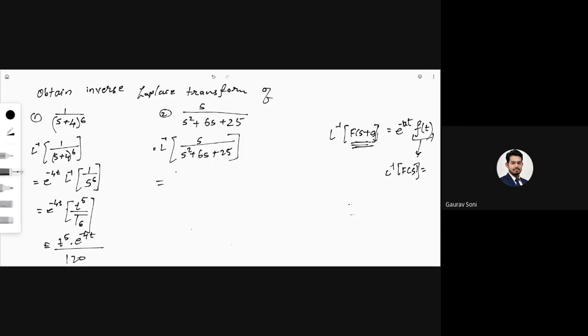Okay. So what I've done here is Laplace inverse of s upon s square plus 6s plus 9 plus 16, where 25 I have written as 9 plus 16. So what is the first term now? This is Laplace inverse of s upon (s plus 3) whole square plus 4 square. If you look at the denominator, it has converted to the form s square plus a square. Now in the numerator too, I have to make plus 3 and minus 3.